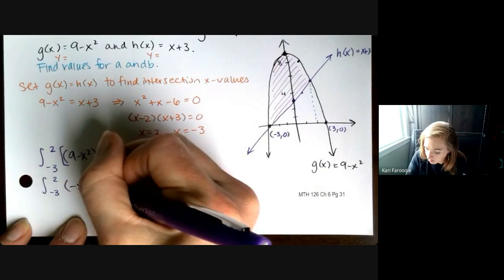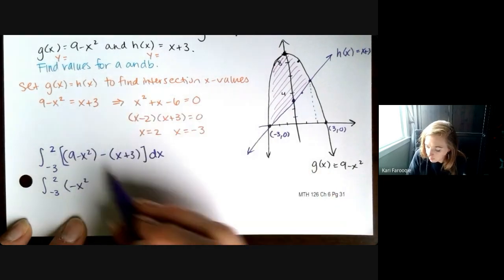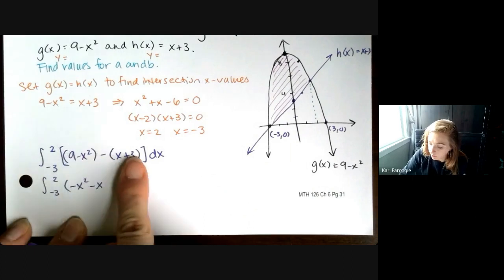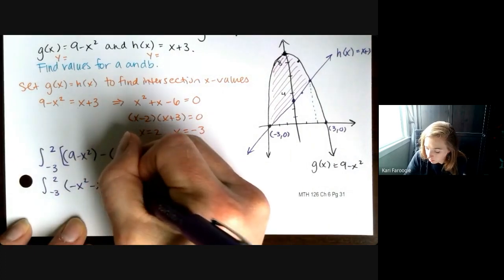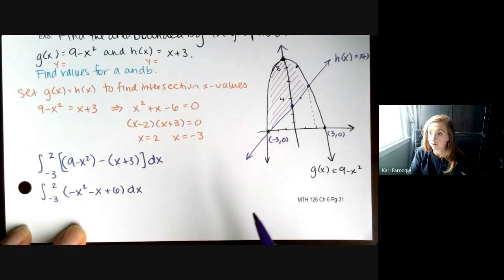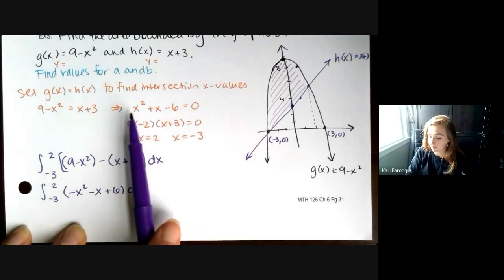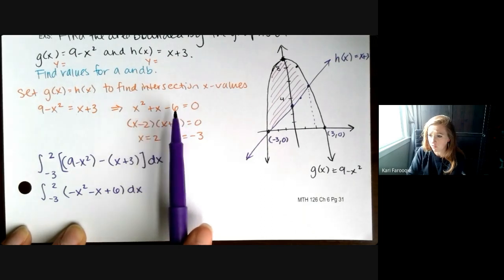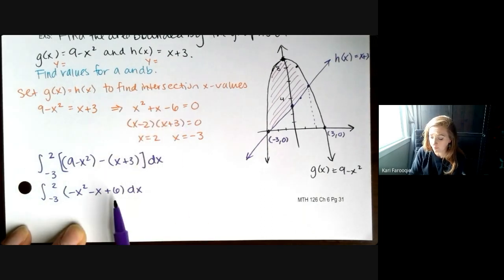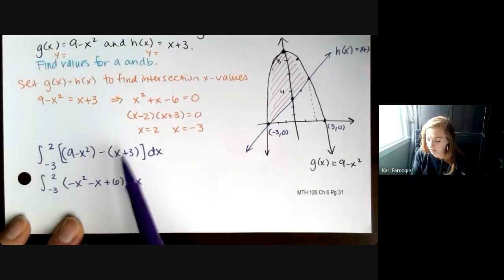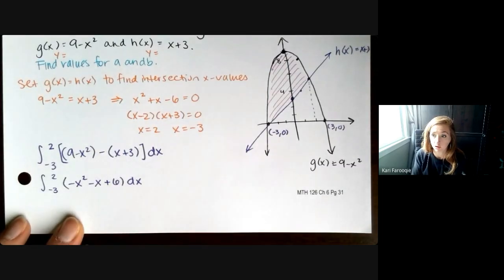I'm just going to write this in descending order. -x squared, and then it's minus x, and then it's 9 minus 3, which is 6. Now, if this looks familiar to you, if you've done this correctly, usually what happens is you either get this equation back, the one that you used to find the intersection points, or you'll get its opposite. So that's pretty standard for these because you're basically doing the same exact thing as when you set them equal to each other.